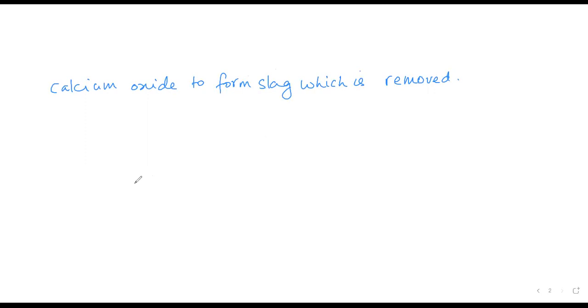Okay, state a use for stainless steel. You have learned quite a number of uses. You can write any one of the uses. Now moving on, let's look at question number 4. Please read question number 4.